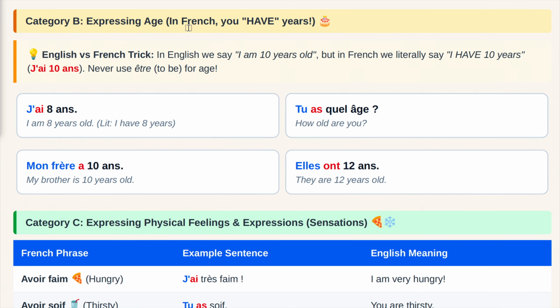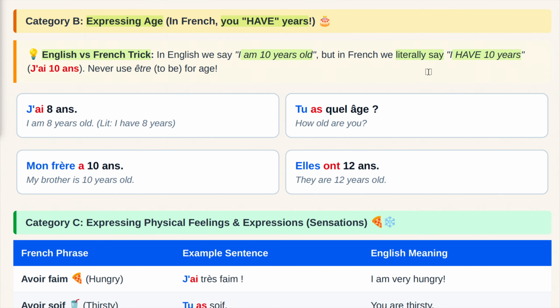So next is one of the most important categories of avoir, that is expressing age. Okay? In French you have years. You have 5 years. You have 10 years. It's not like you are of 10 years. So this is the English versus French trick. In English we say "I am 10 years old", but in French, if we convert literally, we say "I have 10 years". D'accord? Because age is not a matter of être. We don't use être with age, we use avoir with age. Okay? This is very important.